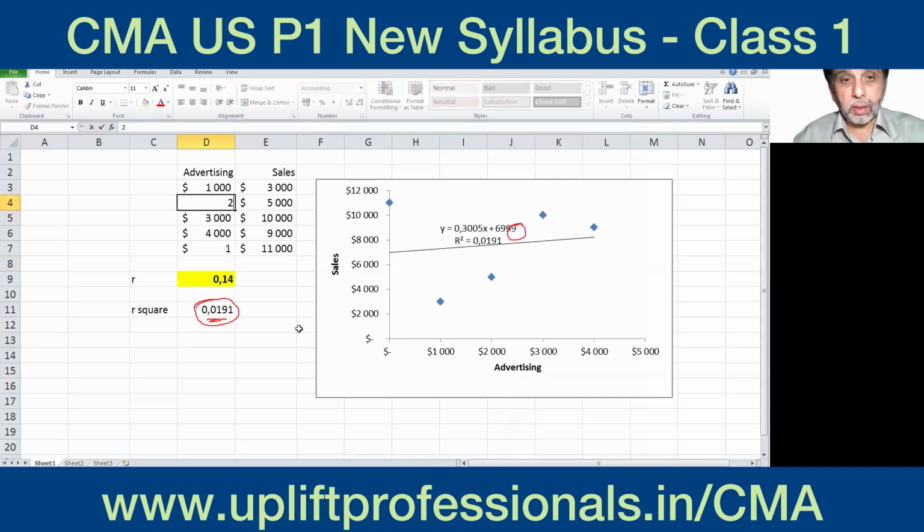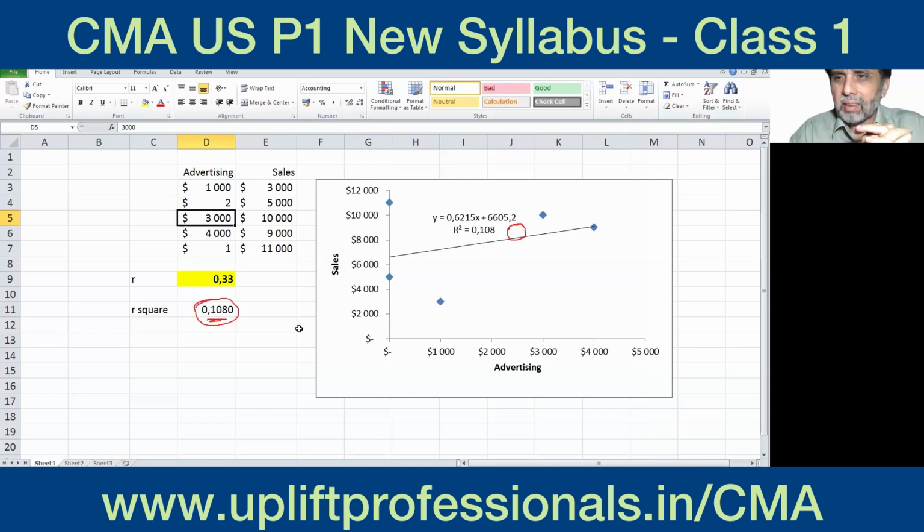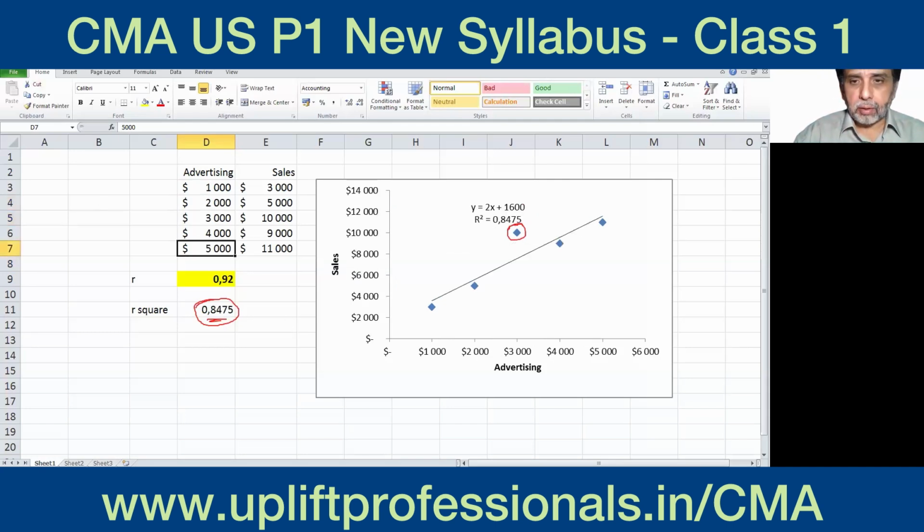Now here it is at $2 and it's 5,000. So it's getting bad. Fine. Any R squared more than 0.5 is good. You can say it is okay. Right. I'll put it back into place. So this is okay.